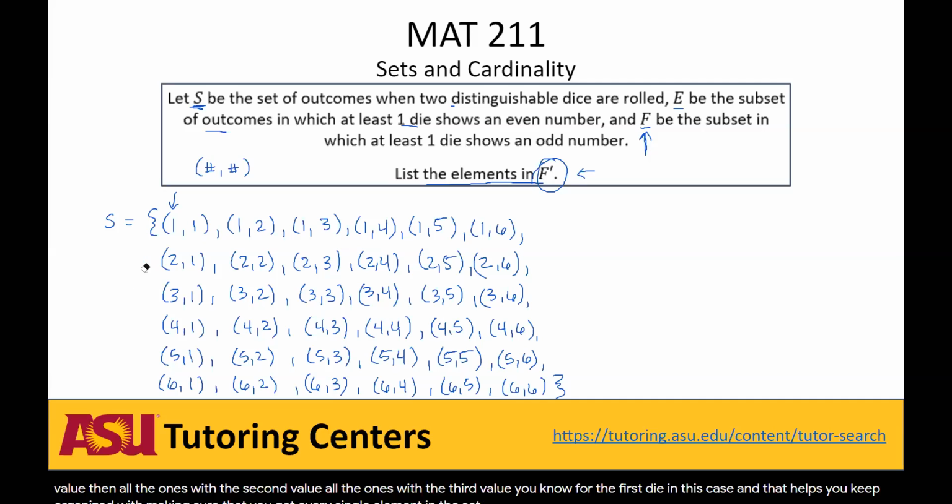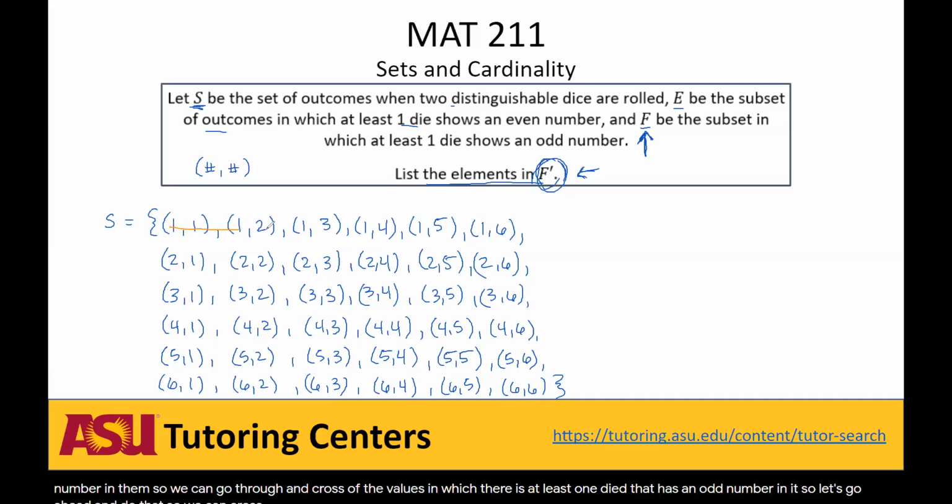So now that we have our set, we're looking for the complement of F, but we can use F to find that. We know that F is the subset in which at least one die has an odd number out of the two die. And we're looking for the complement of that, which means that none of the elements are going to have an odd number in them. So we can go through and cross out in S all of the values in which at least one die has an odd number in it. So let's go ahead and do that.